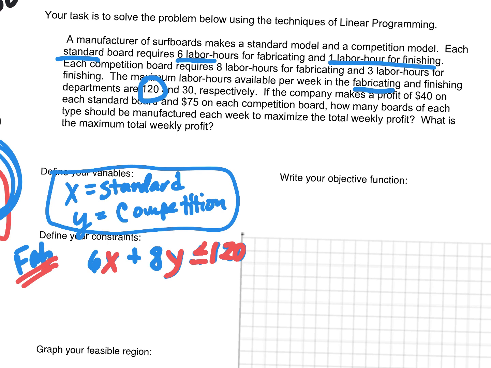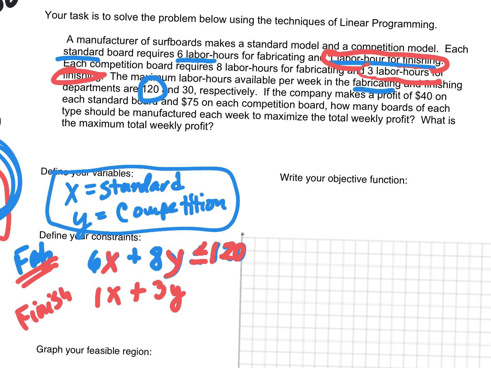Okay. Now how about the other kind of hours, which are finishing hours? The finishing hours, well, I've got to find it here. 1 hour for finishing on the standard boards, plus 3 hours of finishing on the other one. Sorry, I got that really messy there. So that's plus 3y, and that adds up to less than or equal to 30.